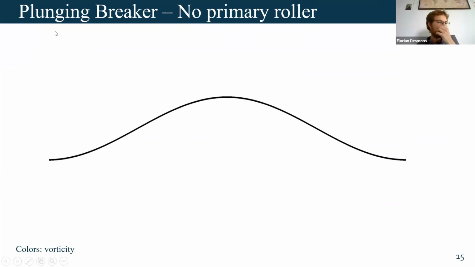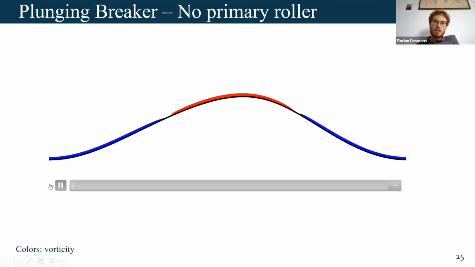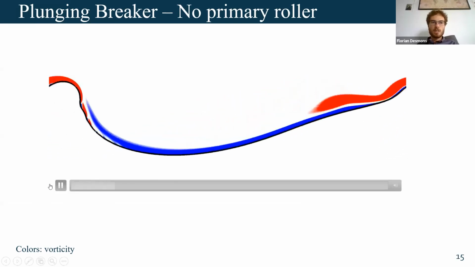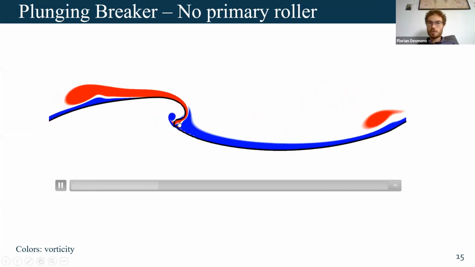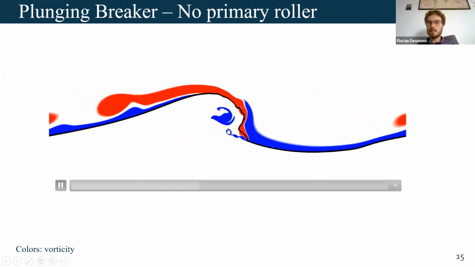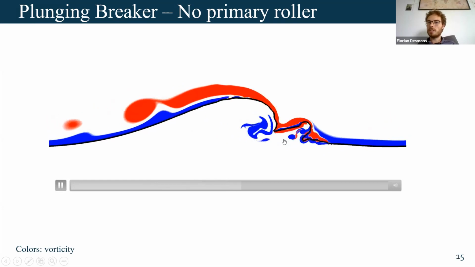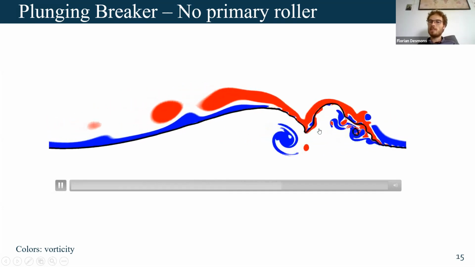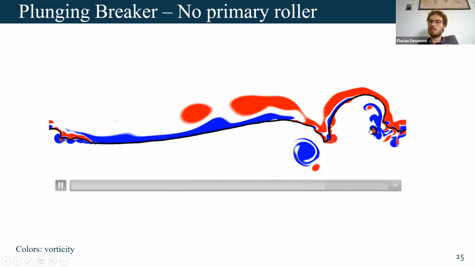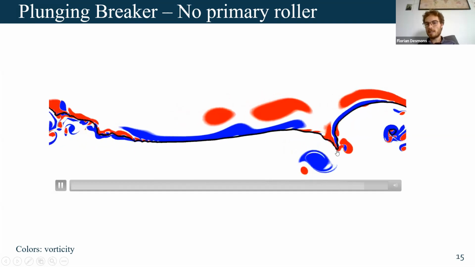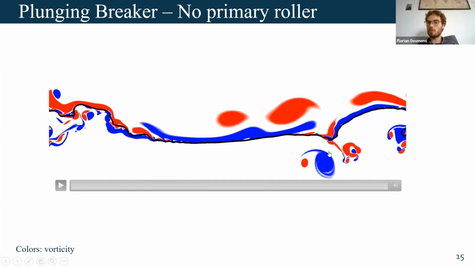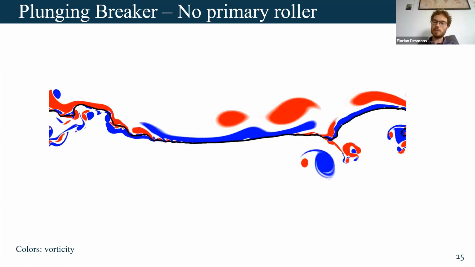Now, if I present the last one, which is the plunging breaker without primary roller. The wave will start to break, but there is the surface tension force which will act and the jet won't be able to connect with the surface. We can see there is a splash up created on the secondary roller. And in the meantime, there is a huge vortex which is generated at the location where the primary roller should be.